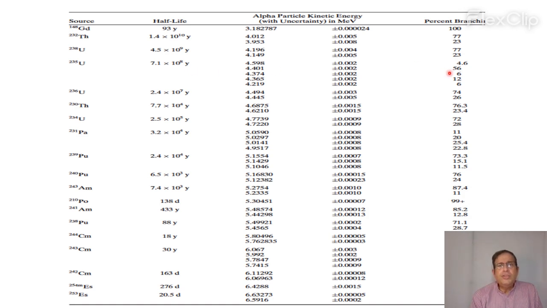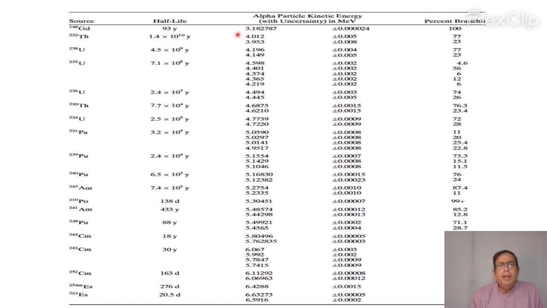So here we are showing different sources like gadolinium or thorium or uranium. Each one is having a half-life of different years, like Gd-148 is having a half-life of 93 years. Similarly, thorium-232 is having a half-life of 1.4 × 10^10 years, and so on. Similarly, the energies of alpha particles that are emitted are also shown in this table.